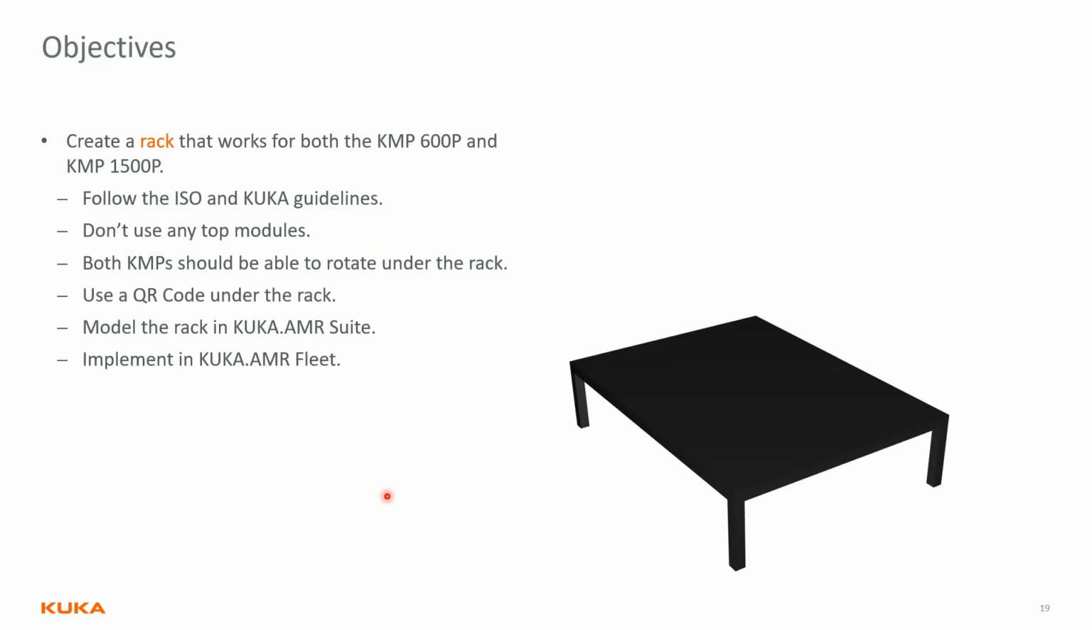We also don't want to use any top modules. I want it to be for the 600p and the 1500p. And I want both AMRs or KMPs to rotate under the rack, so I want to account for that as well. I want to use a QR code, and then we'll model the rack in KUKA AMR Suite and implement it in KUKA AMR Fleet.